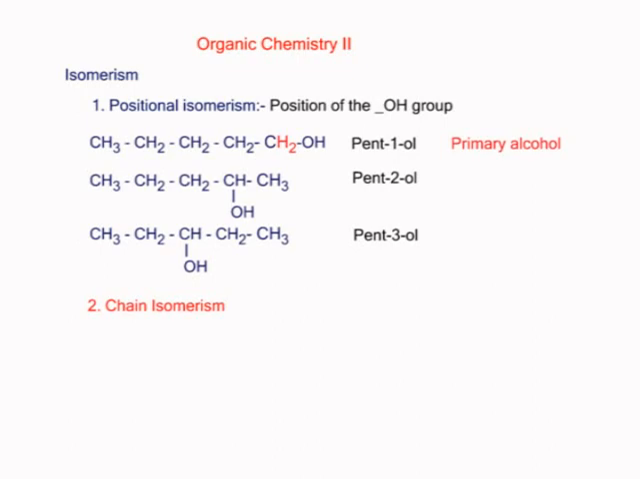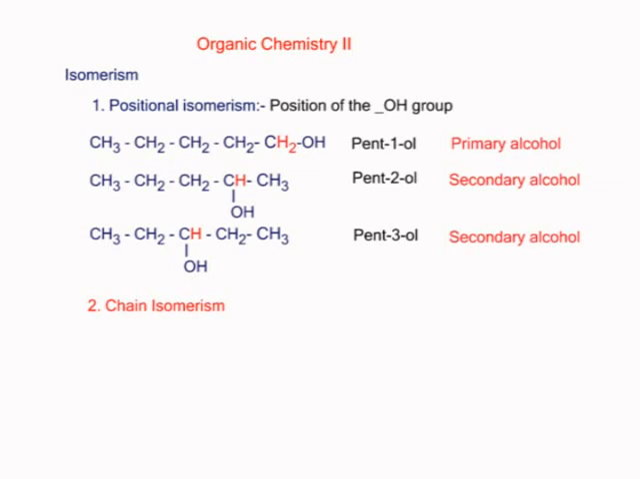When the OH group is attached to the second carbon, we had pent-2-ol. Now you realize in this molecule, the hydroxyl group is attached to the carbon atom to which only 1 other hydrogen is attached. Now this leads to formation of a secondary alkanol. So pent-2-ol is a secondary alkanol.